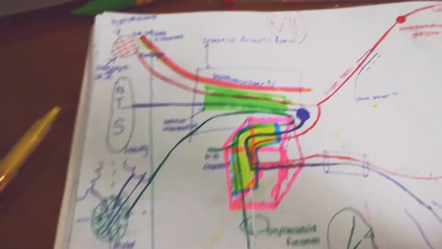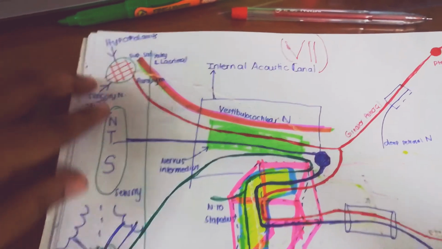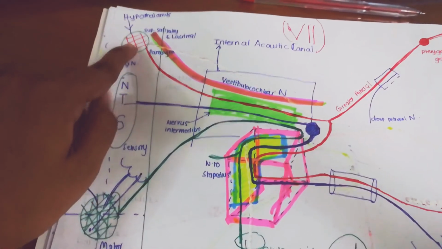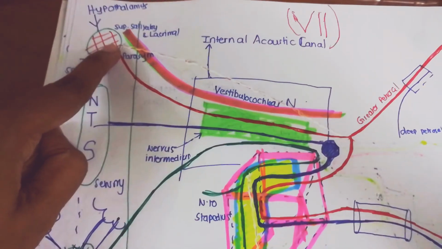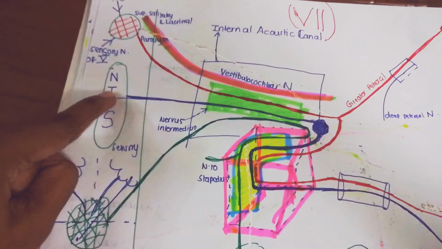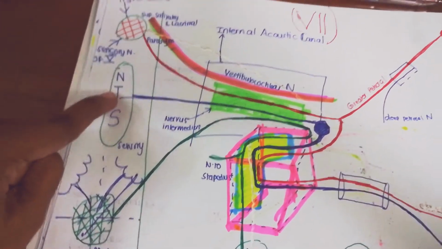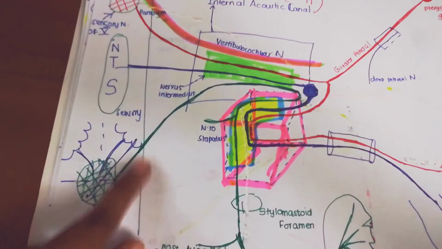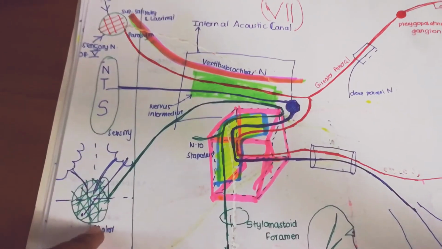The facial nerve has three different nuclei. You have the parasympathetic nucleus, which we call the superior salivatory and the lacrimal nucleus. Then you have the sensory nucleus, the nucleus of tractus solitarius. Then you have the motor nucleus. Okay, there's a special story about the motor nucleus as well.